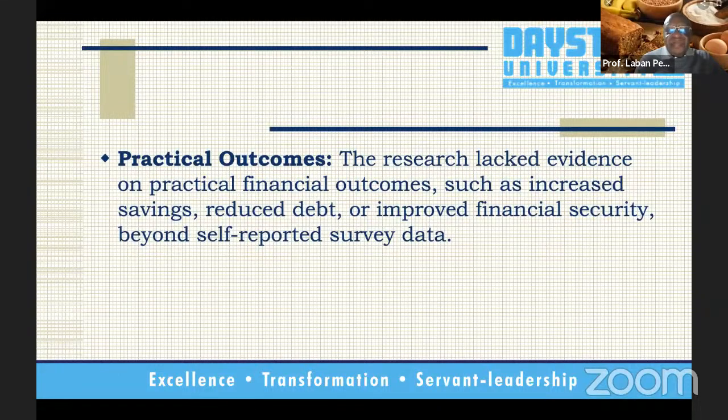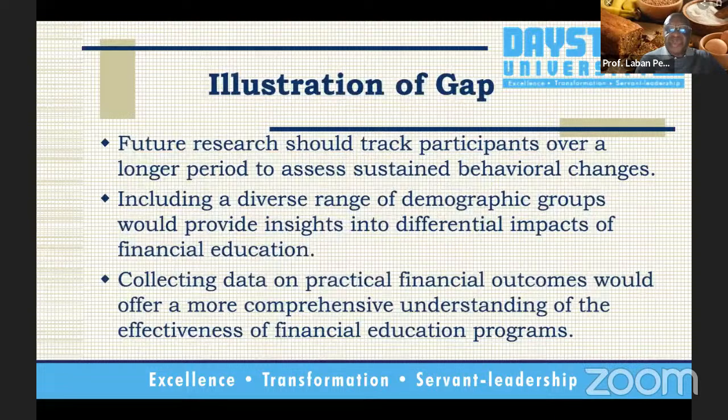So, practical outcomes: the research lacked evidence on practical financial outcomes, such as increased savings, reduced debt, or improved financial security beyond self-reported data. So I would like us to know why we are doing this, why narrowing down to your gap will allow you to read fewer articles around that area, and you'll be able to bring out which is your gap. What is the methodology? What was the sampling? Etc.